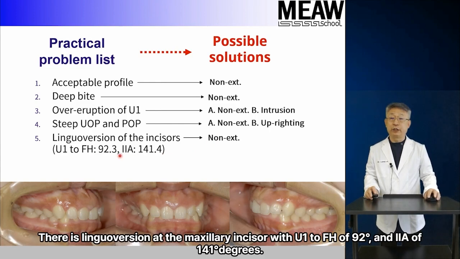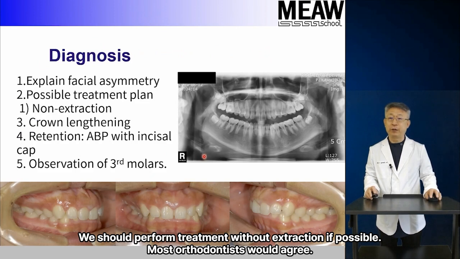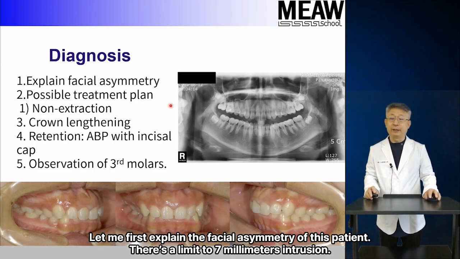There is linguoversion at the maxillary incisor with U1 to FH of 92 and IIA of 141 degrees. We should perform treatment without extraction if possible. Most orthodontists would agree. Let me first explain the facial asymmetry of this patient.